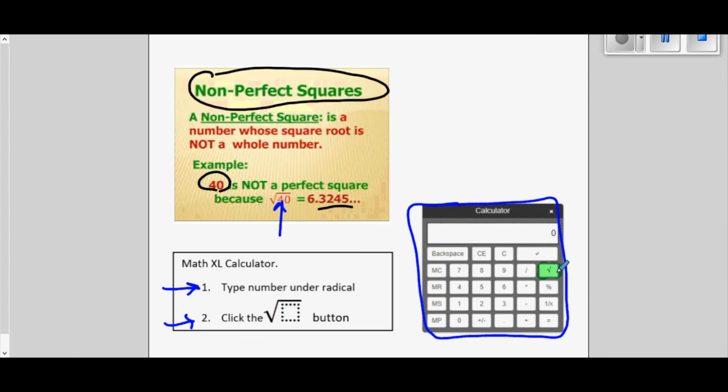That is your square root button. So that's the button you're going to press when you want to take a square root. So let's look at some examples where we don't have perfect squares underneath the square root.